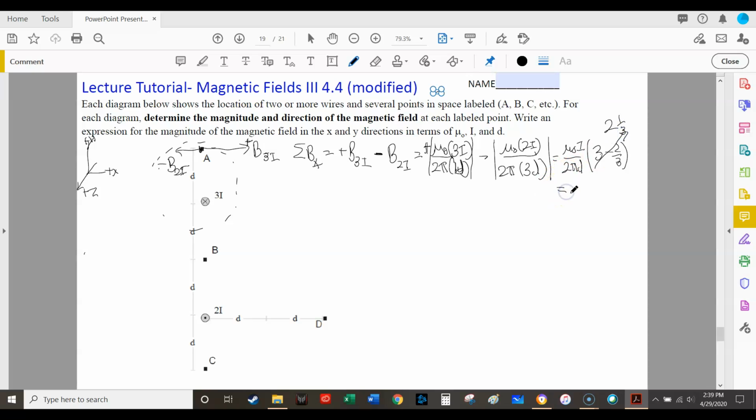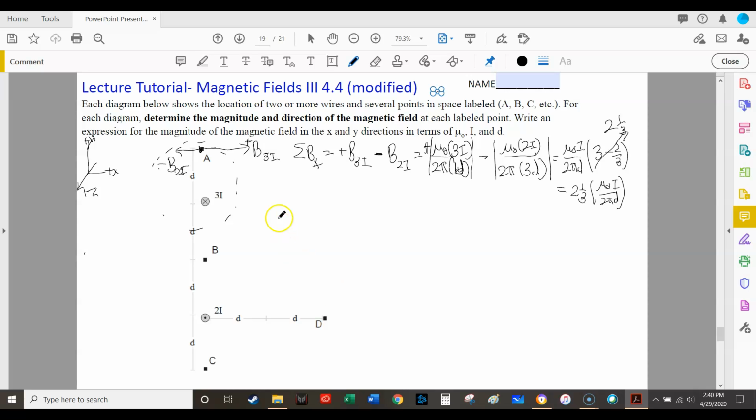So this is going to work out to be 2 and a third times mu naught I 2 pi d. And there you go. That's how to do part A. What I want you to do is try out part B. I want you to do B, C, and D. Okay, so try to do all those by yourself. Okay?